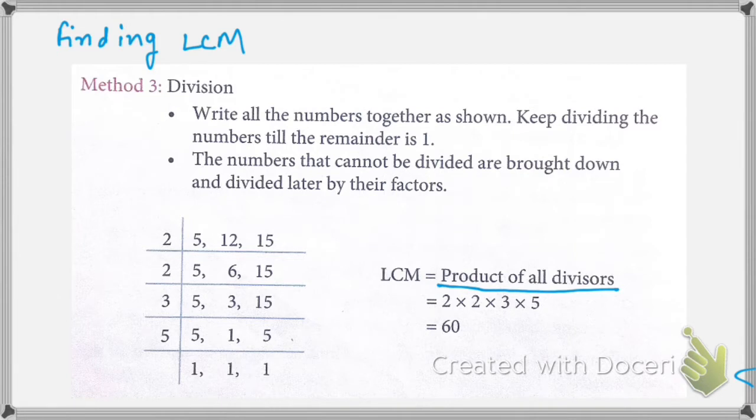So 2 into 2, then 3 into 5. 2 into 2 will give 4 and 3 into 5 will give 15. So 4 into 15 will become 60. So 60 is our LCM. It means, students, 60 is the lowest number which is a common multiple of these numbers. Multiples means numbers which come in their table. So 60 is the lowest number which comes in all the 2, 3 and 5 tables.